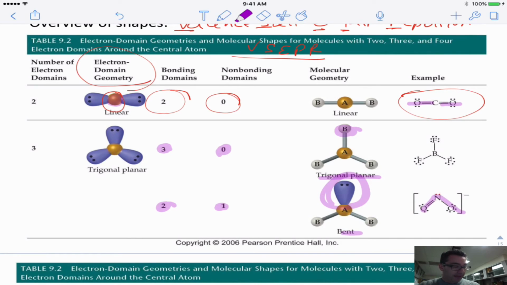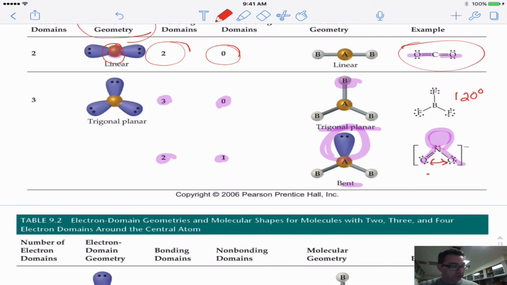Now, this lone pair up here, it takes up space. And when you have that lone pair taking up space, the angle between the 2 oxygens down here actually gets a little bit smaller. So the angle between the BF3s up here is 120 degrees. The angles between the NO2s is about 118 degrees. This again is to minimize repulsion.